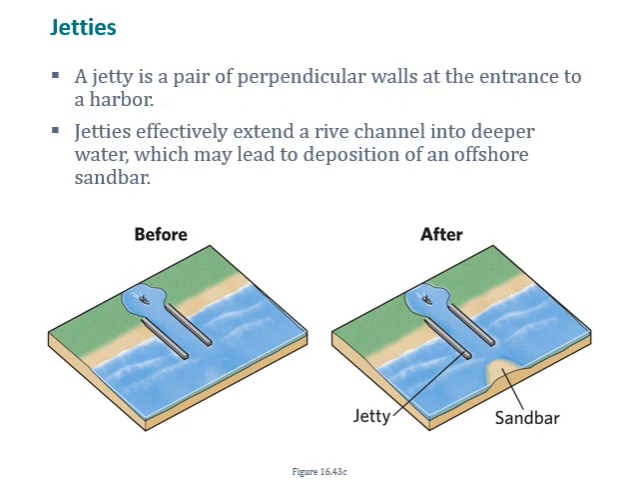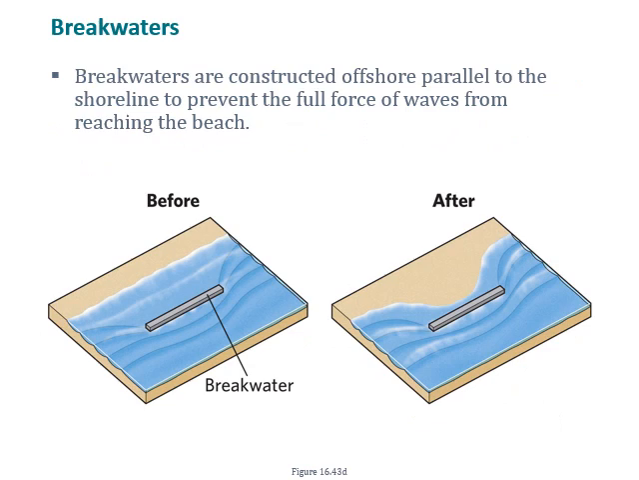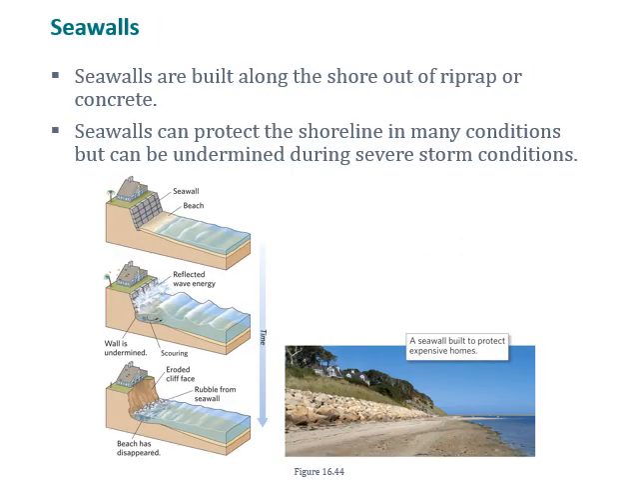A jetty is a pair of perpendicular walls at the entrance to a harbor. Jetties effectively extend a river channel into deeper water, which may lead to deposition of an offshore sandbar. Breakwaters are constructed offshore, parallel to the shoreline, to prevent full force waves from reaching the beach. Seawalls are built along the shore out of riprap or concrete. Seawalls can protect the shoreline in many conditions, but can be undermined during severe storm conditions.